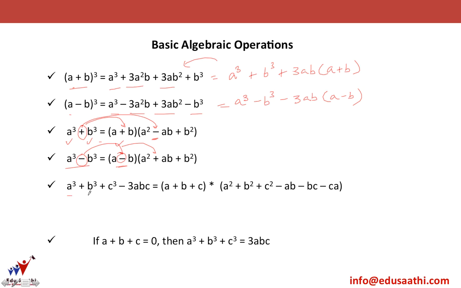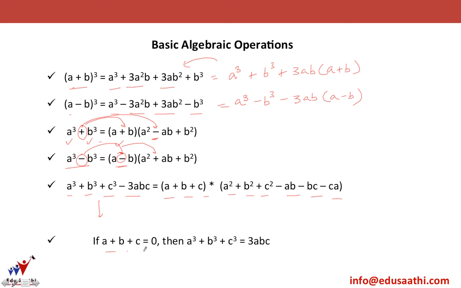Now a cube plus b cube plus c cube minus 3abc is equal to (a plus b plus c) multiplied by (a square plus b square plus c square minus ab minus bc minus ca). Now there is a special condition to this equation.